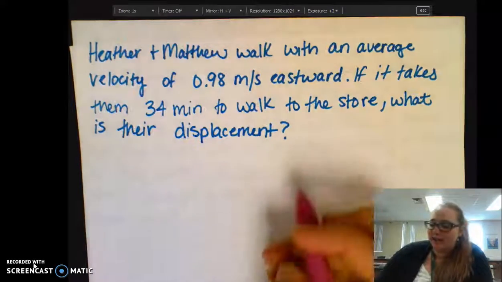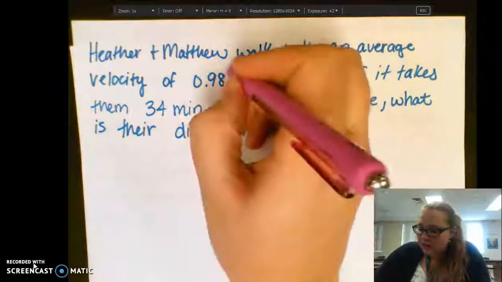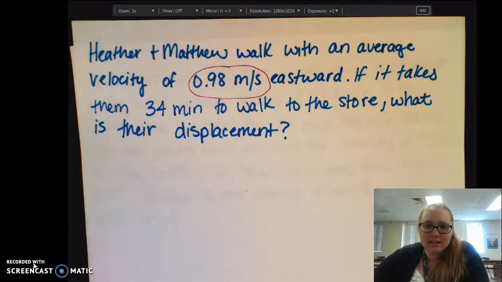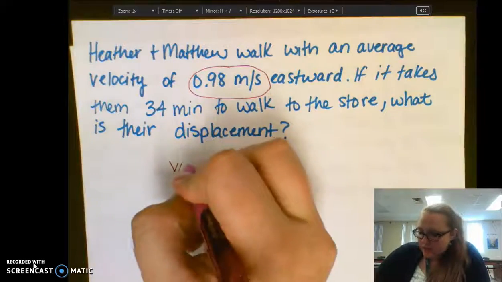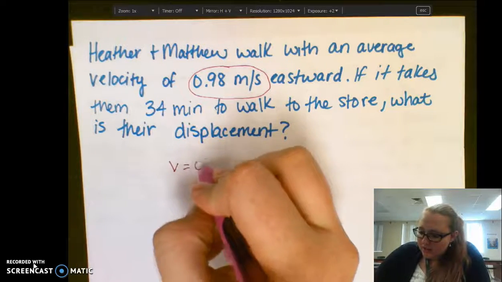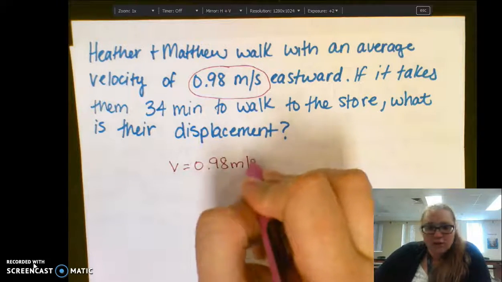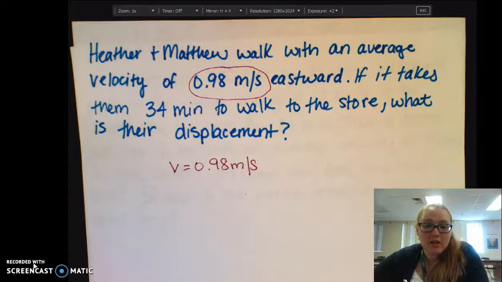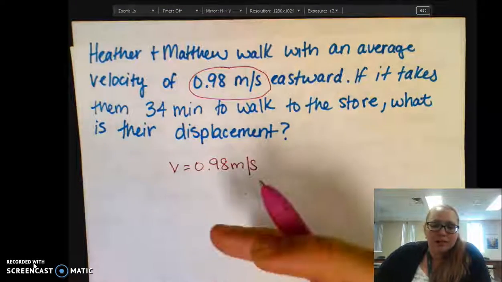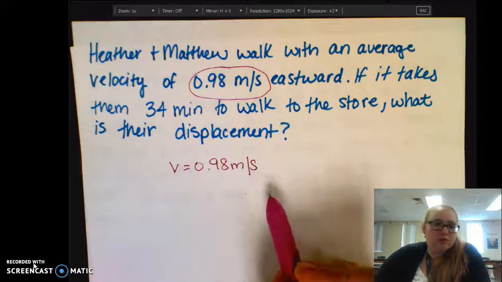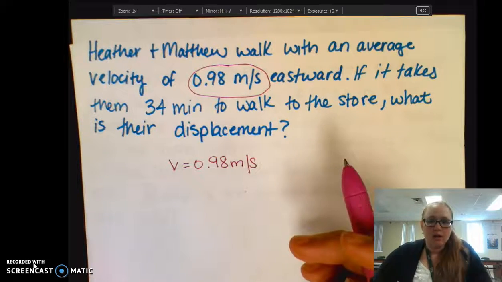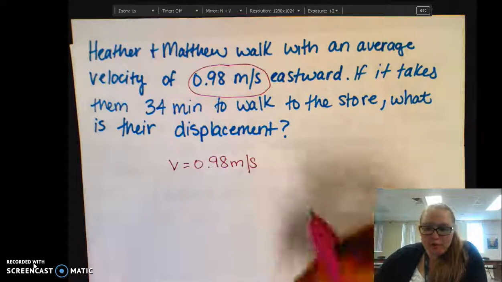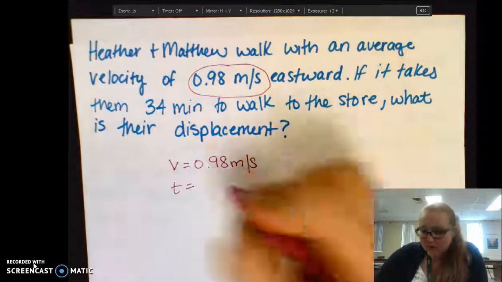So we have a couple things that we're going to look at. First of all, we have 0.98 meters per second. That is a velocity. That is a unit for distance over a unit of time. So I know an average velocity is 0.98 meters per second. When you're solving these problems, it's always best to write what you know first, just like you would in a math word problem. That's basically what this is. If it takes them 34 minutes, so it gives us a time of 34 minutes.